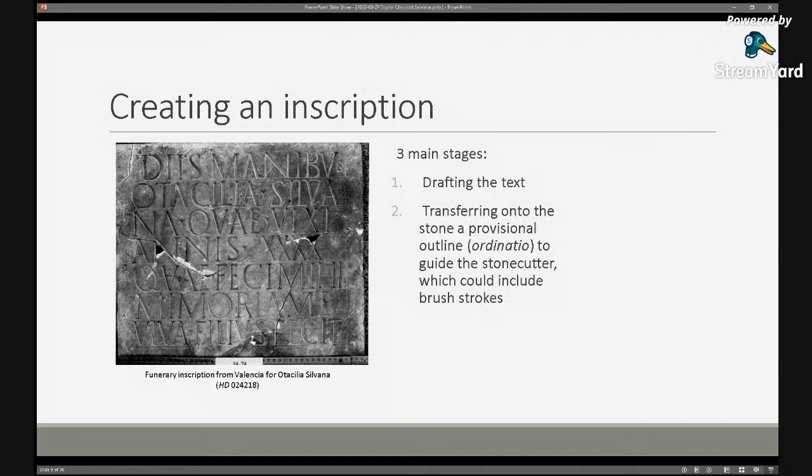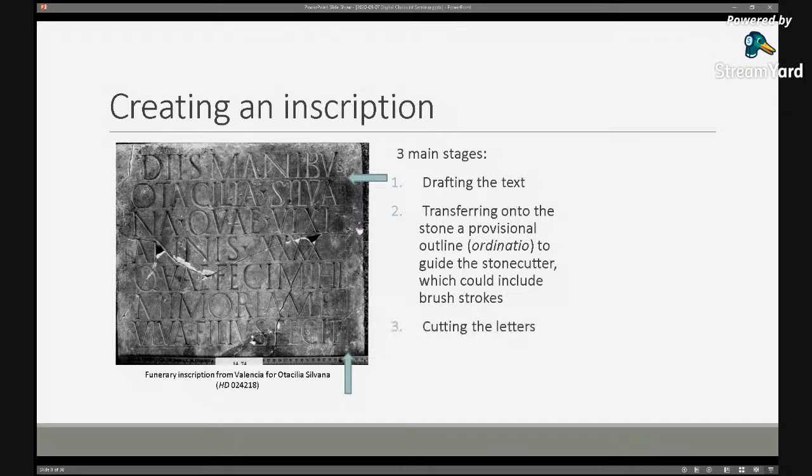You can also see that there were lines drawn on the stone sometimes, guidelines. There are a couple of examples here. You can see that there are both vertical and horizontal guidelines on this stone for each of the lines, and vertical lines at the left and the right hand side. So that was intended to point out where the inscription should be carved.